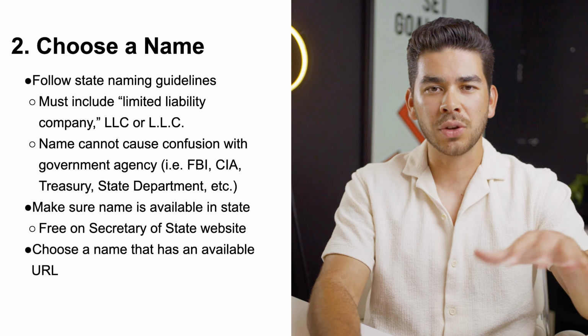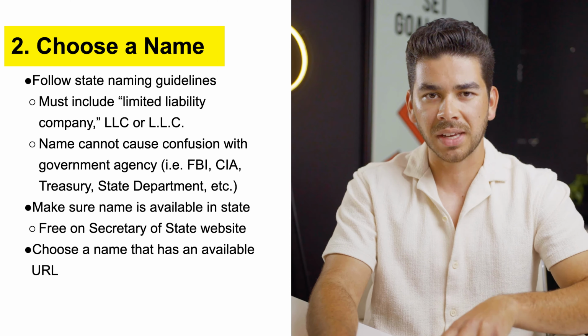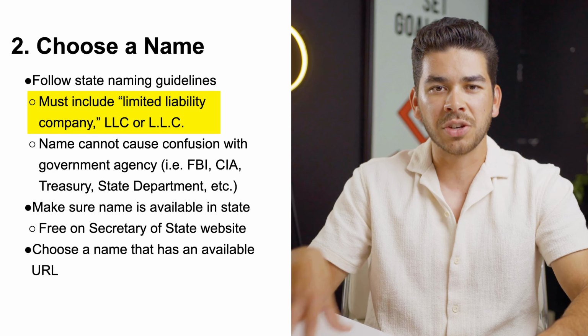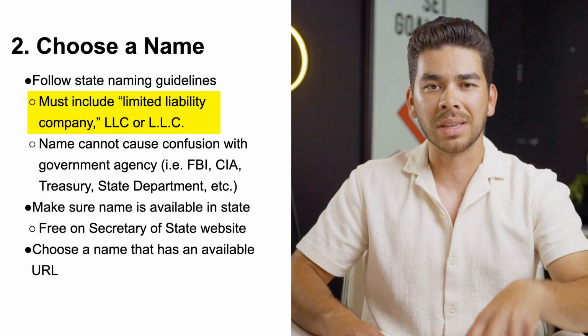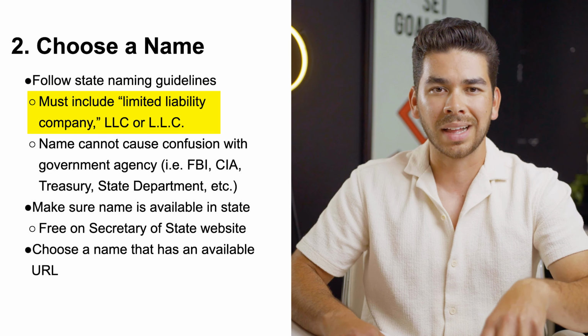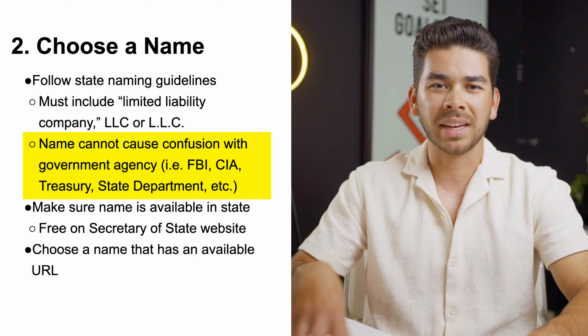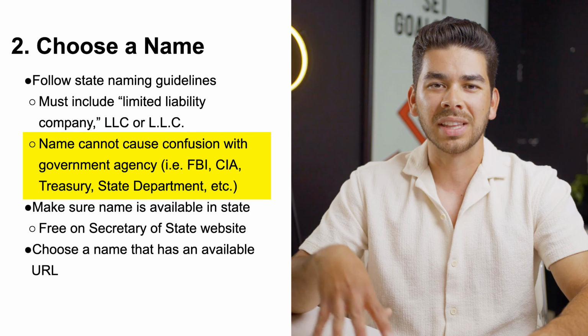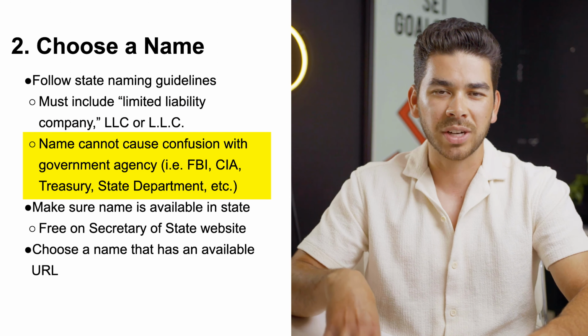Now that you've chosen your state, you're going to need to choose a name for your LLC. Now you must follow the naming guidelines in your state. Most of them say that you need to include limited liability company or the abbreviations LLC or L.L.C. You cannot have a name that conflicts with a government organization like the FBI, CIA, Treasury, or State Department.